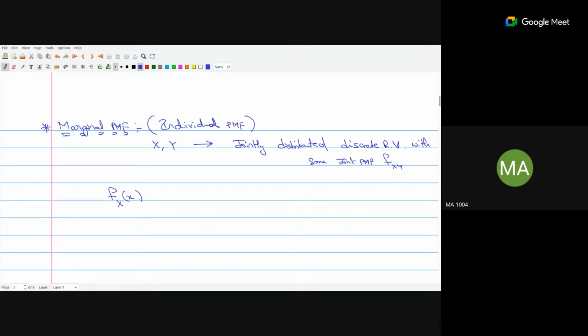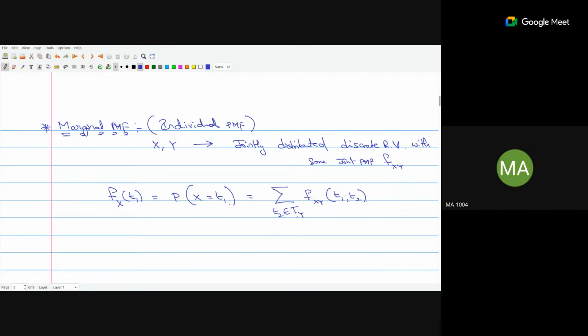So if I am talking about f_X at t1, this is the same as the probability that X takes t1, and I can compute this using the joint PMF table. From that joint PMF table, I add up all the joint distribution values of (t1, t2), where this t2 comes from the range of Y.